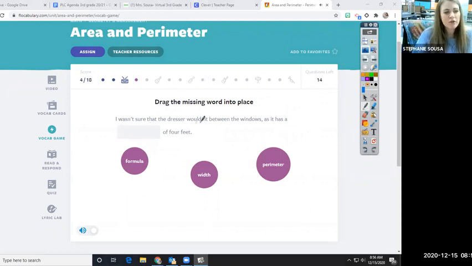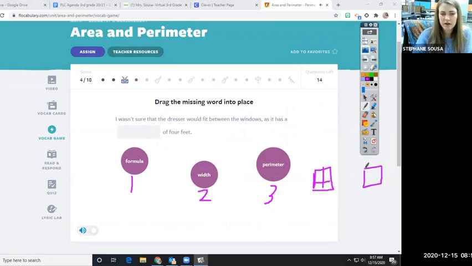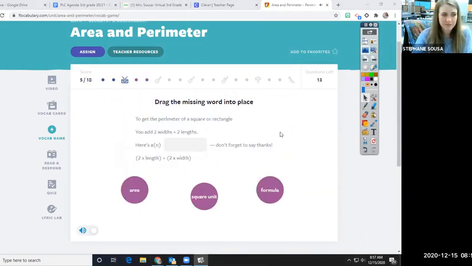I wasn't sure that the dresser would fit between the windows. It has a length of 4 feet. It has a formula of 4. It has a width of 4 feet. It has a perimeter of 4 feet. So I'm thinking I've got windows right here. I'm trying to put a dresser right here. I am thinking, will it fit? What do I need to know about it? Fingers up. Very good. It's width, how wide it is, if it will fit in that space.